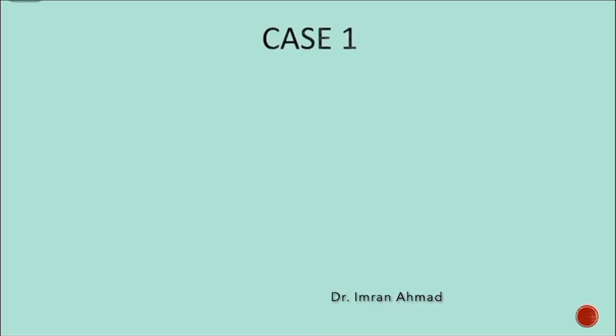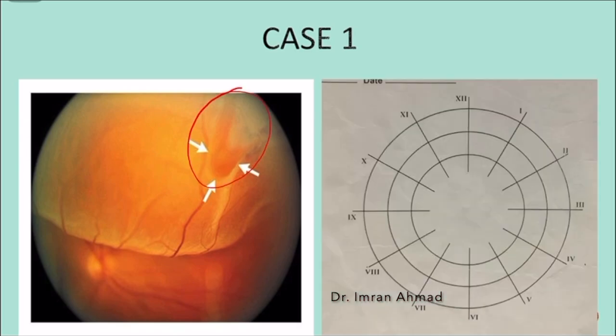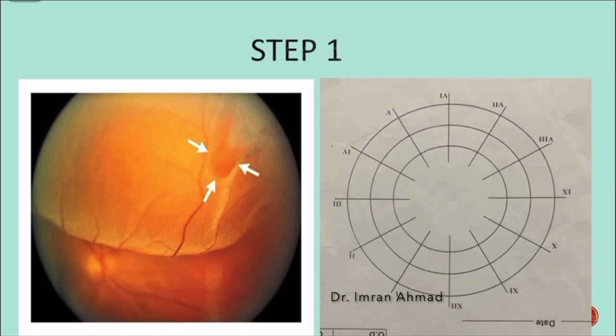So coming to the examples, in this case, let's suppose it's a U-shaped tear over here while examining the patient on indirect ophthalmoscopy. This is the chart. The first thing is we need to invert the chart, so that the 12 o'clock will come over here and the 6 o'clock will come over here. This is the first step. We have inverted the chart. You can see the 6 o'clock here, 12 o'clock here.